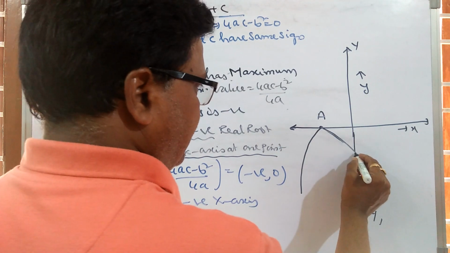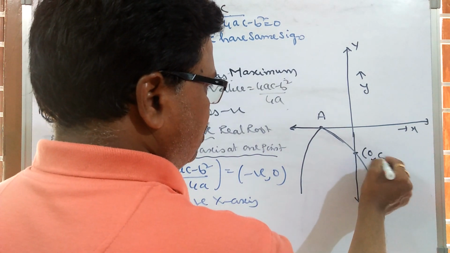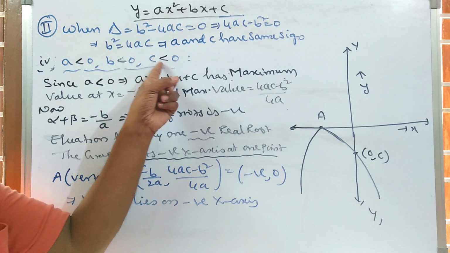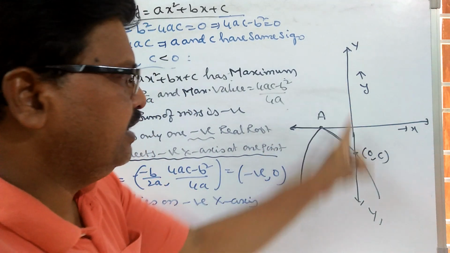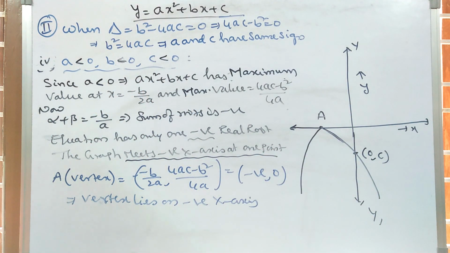This is the vertex, and it meets the y-axis at (0, c), and c is less than 0. That's why we are getting the negative y-axis. It intersects the negative y-axis. This is the graph of the parabola in this case. Note down, all of you. So with this we have completed b square minus 4ac greater than 0 and delta is equal to 0. Still we need to go for delta less than 0. First you copy it.